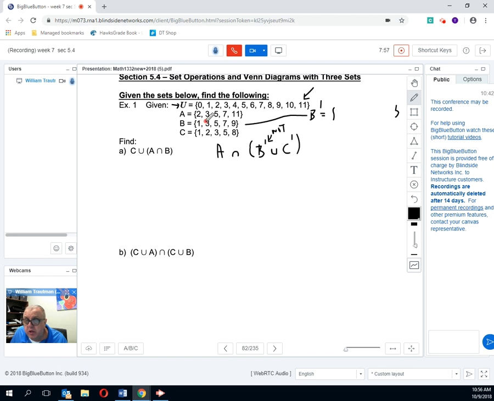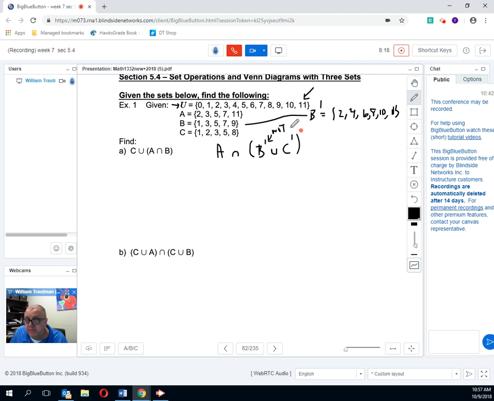B has a 1. B does not have a 2. 2 is not in B. B has a 3. B does not have a 4. B does not have a 6. B does not have an 8. B has a 9. B does not have a 10. And B does not have 11. So this is not B.